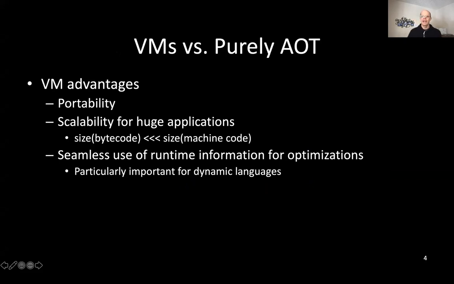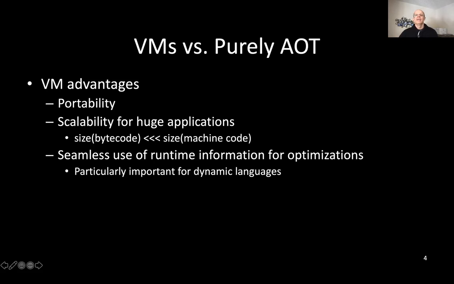Compared to purely ahead-of-time compilation, virtual machines have a number of advantages. First, they're more portable because this bytecode representation is machine-independent, so it's easier to execute it across a variety of different platforms. Second, virtual machines are also more scalable, especially for large-scale applications, because this bytecode is higher level and much more compact than the actual machine code that it's going to get compiled down to.